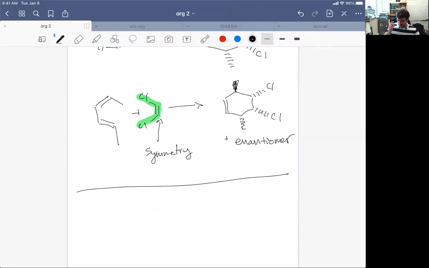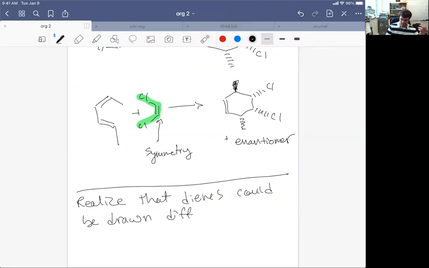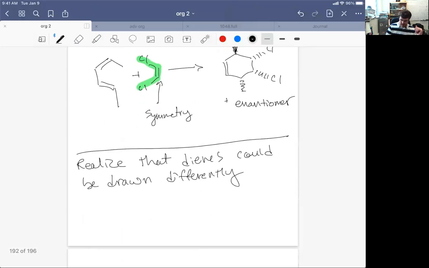Let's look at another example of something that's kind of interesting. We should first realize that, this is changing topics a little bit, but I'll relate it back, I just want us to recognize that dienes could be drawn differently. And I want to make sure I touched on this, and we'll keep this in the context of regioisomers. So let's say I hand you these two molecules, and I say Diels-Alder reaction.